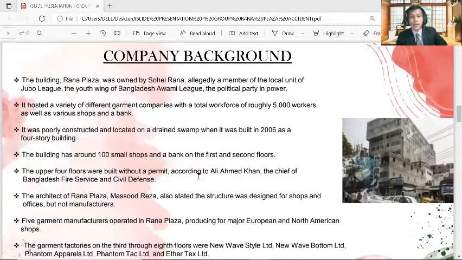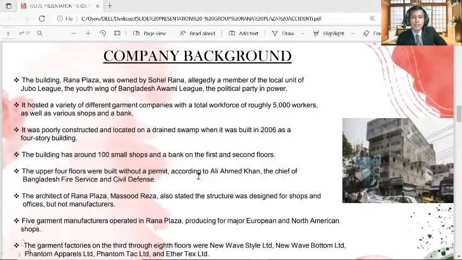So to start, the building, Rana Plaza, was owned by Sohail Rana, allegedly a member of the local unit of Jubo League, the youth wing of Bangladesh Awami League, the political party in power. It hosted a variety of different garment companies with a total workforce of roughly 5,000 workers, as well as various shops and a bank. It was also poorly constructed and located on a drain swamp where it was built in 2006 as a 4-story building.